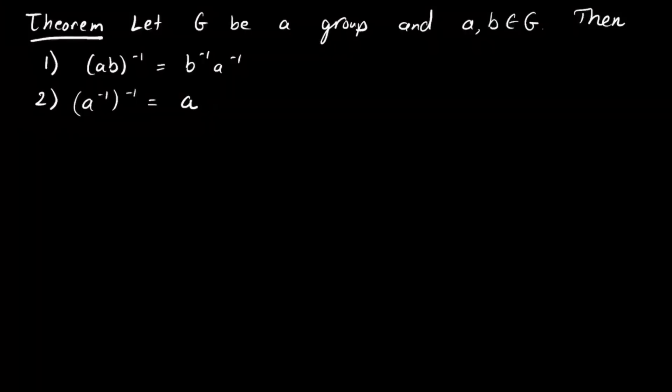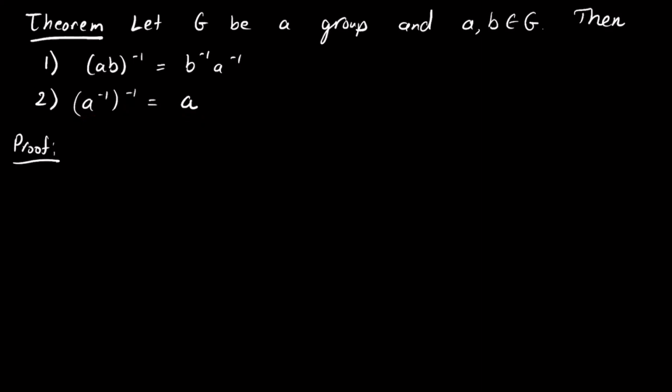Okay, so here are some more consequences of our definition. So we'll let G be a group, and I'll let A and B be elements of G. Then a natural question to ask is, well, what is the inverse of the new element AB? So what's the inverse of AB? It turns out that the inverse of this element AB is just B inverse times A inverse. You might also ask, what's the inverse of A inverse? It turns out that the inverse of A inverse is just A. So we're going to prove this.